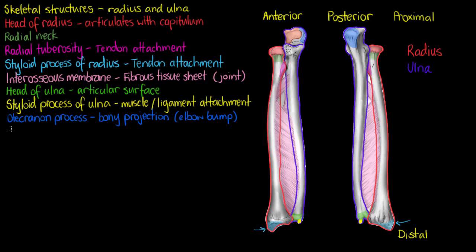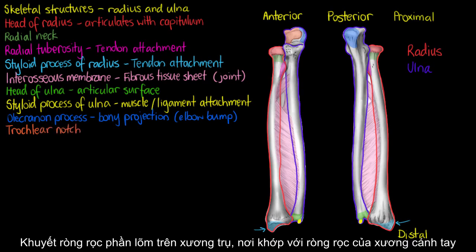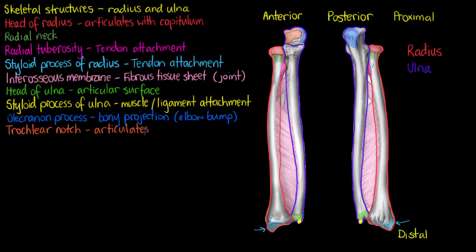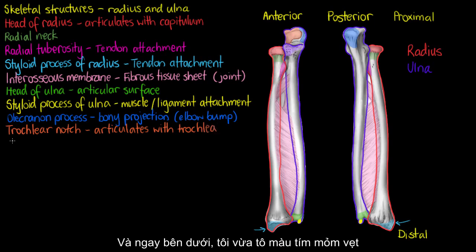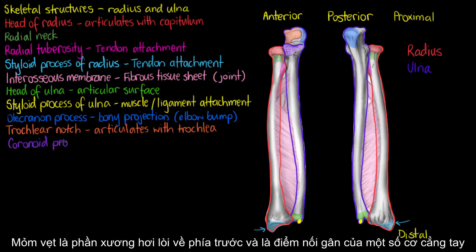Now just on the anterior side of the ulna here, I've highlighted in orange the trochlear notch. The trochlear notch being a depression in the ulna where we're going to sit the trochlea of the humerus. And I'll just write that here. It articulates with the trochlea. And below that, just in purple, I've highlighted the coronoid process. Now the coronoid process is a portion of bone that kind of juts out anteriorly. So it's a projection of bone that juts out anteriorly and is going to be a point of tendon attachment for a few of the muscles of our forearm.